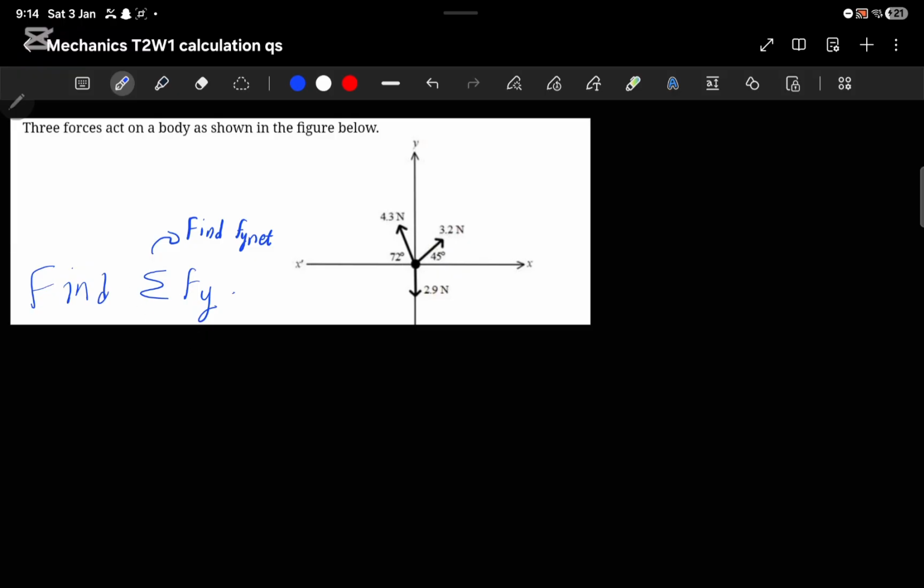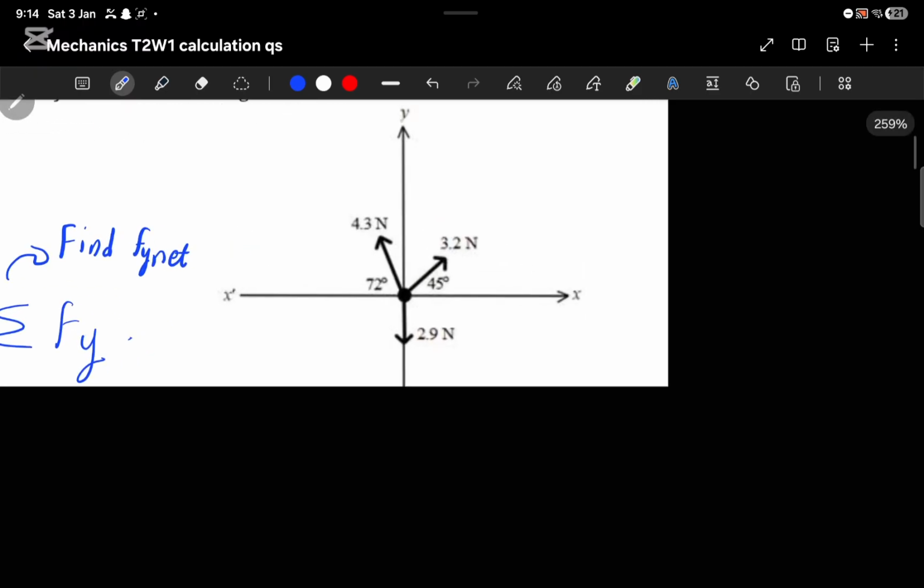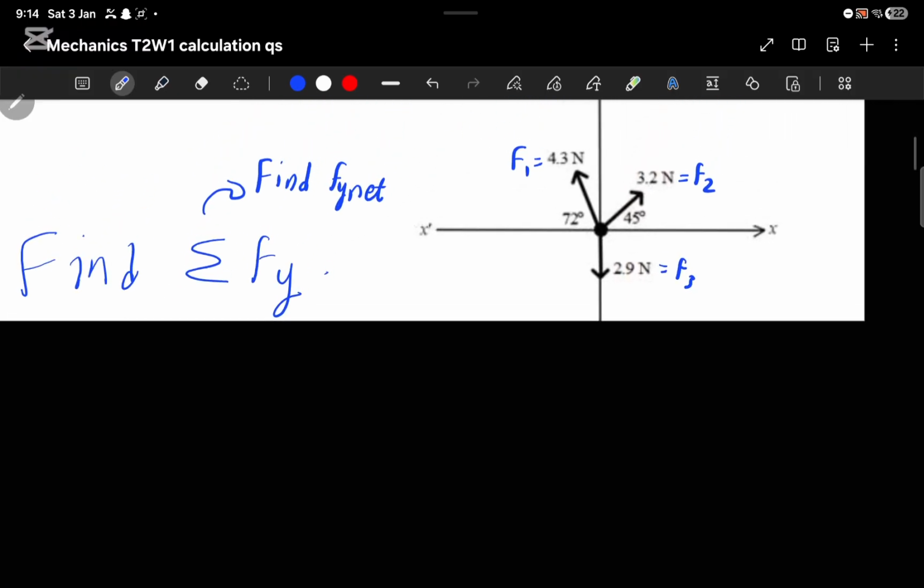Okay. Now, let's label our forces. Let's say this one is F1. Doesn't really matter which one we label F1, F2. This is F2, and this is F3. Now Fy net, I'm not gonna bother resolving into the X components. I'm just gonna focus on the Y component. Okay, let's start with F2 since it's on the positive X axis, in the positive quadrant.